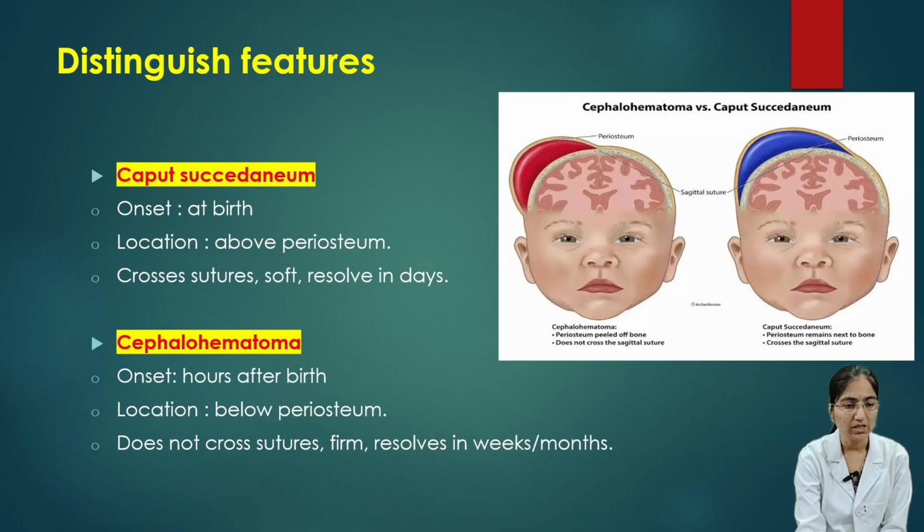Next, we'll see distinguishing features, the difference between both of these. Caput Succedaneum: onset at birth, location above periosteum, and crosses suture lines. It is soft and resolves in days. And then comes the cephalohematoma. Here, onset is hours after birth, location below periosteum, and it does not cross sutures. It resolves in weeks or months.